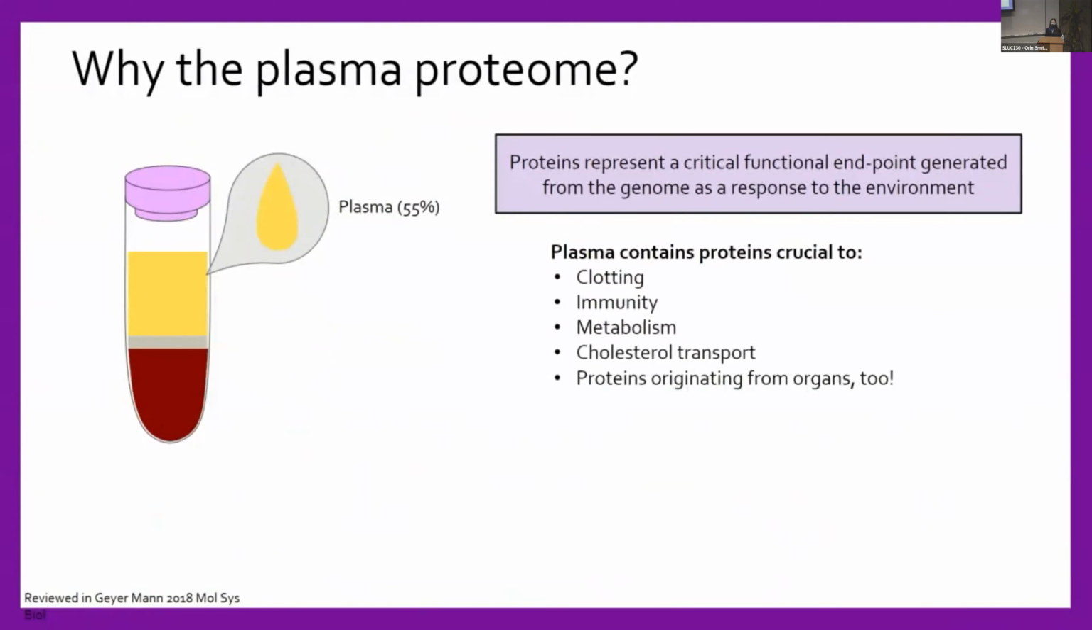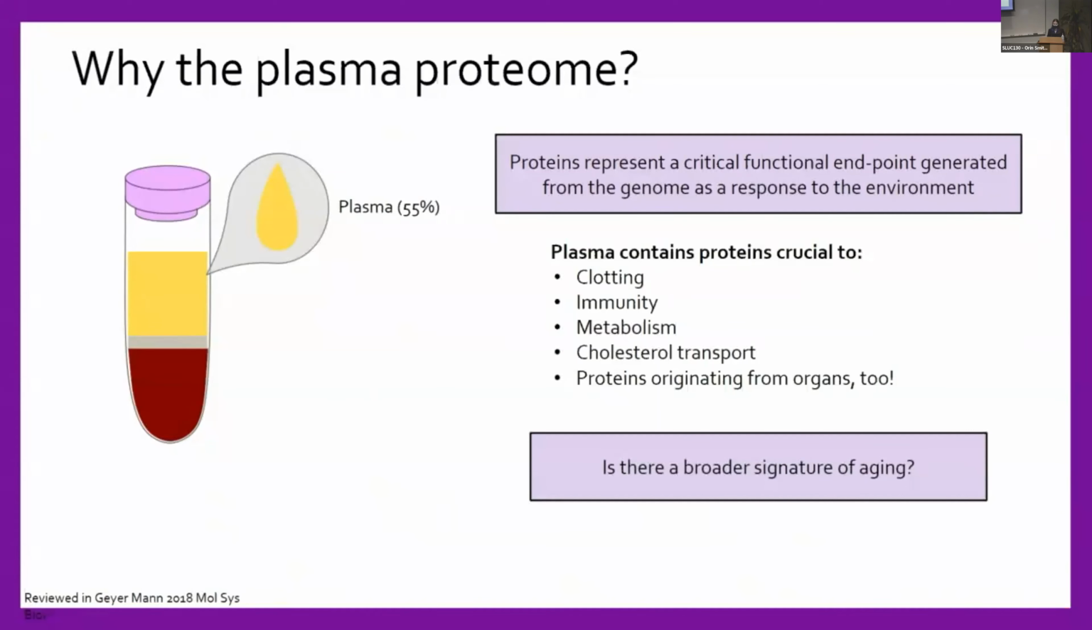And plasma in particular has a bunch of different important proteins that perform really important functions to a functional, healthy human being, including clotting, your immune system, metabolism, cholesterol transport. And it's really cool because, again, your blood circulates throughout all of your organs, so it can contain proteins from other organ systems in the body.